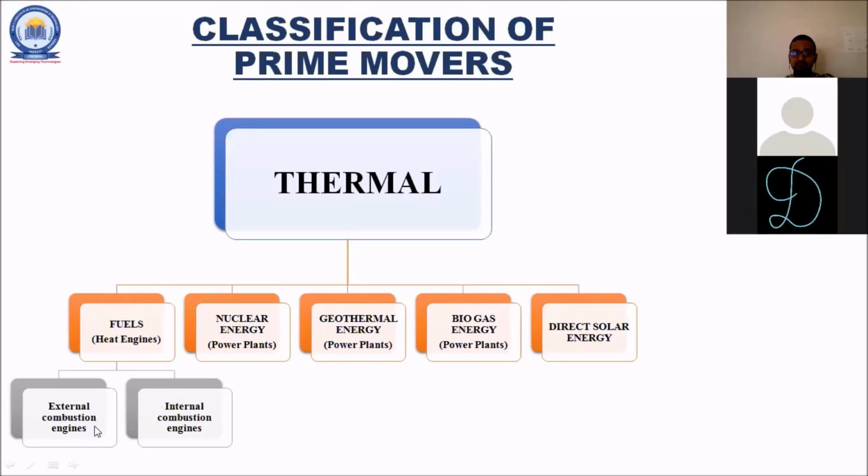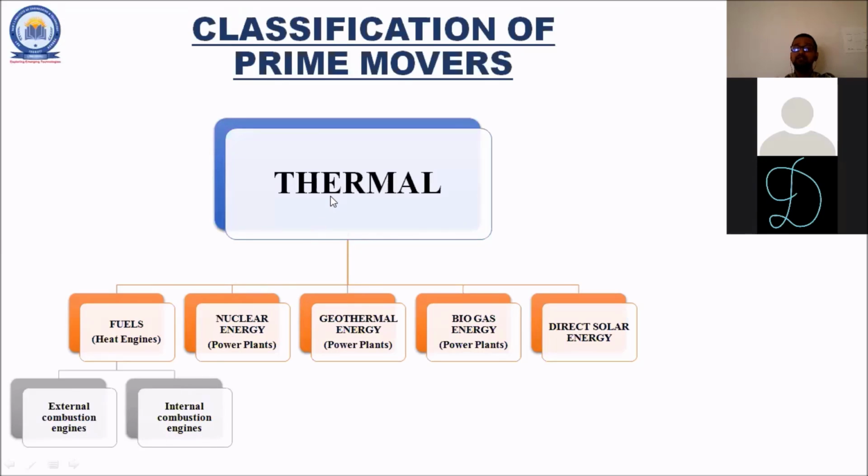From the name only we can understand that in the external combustion engines, the combustion of the fuel will be taking place outside the engine cylinder. Whereas in the internal combustion engines, the combustion of the fuel takes place inside the engine cylinders. So the automobiles which we are using in our day-to-day life, all are using the internal combustion engines.